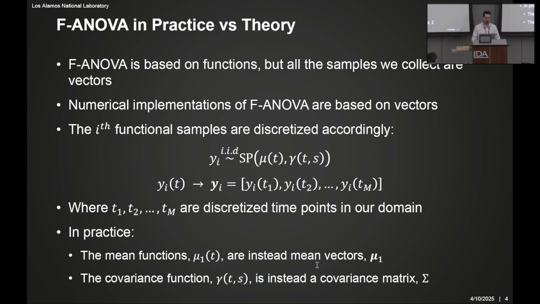So the i-th functional sample is discretized accordingly. We say y_i is independent and identically distributed from some stochastic process with some mean function mu and some covariance function gamma. We discretize this, so I have a capital Y_i, and these are just at some time points t_1 through t_M, and these are discretizations of our functional process. So in practice, the mean function mu_1(t) is really a capital mu vector, so we have a mean vector, and our covariance function is actually in practice a covariance matrix, which I denoted as capital sigma.